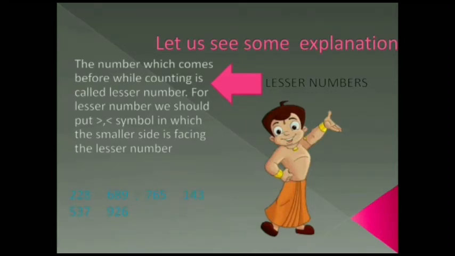228 comes before 689. So, 228 is lesser than 689. 143 comes before 765. So 143 is lesser than 765. 537 comes before 926. So 537 is lesser than 926.